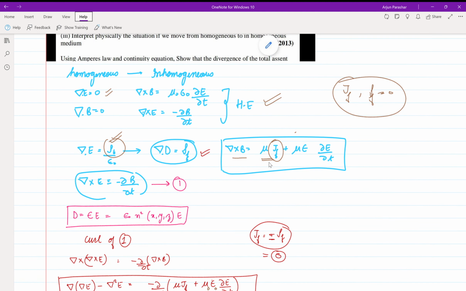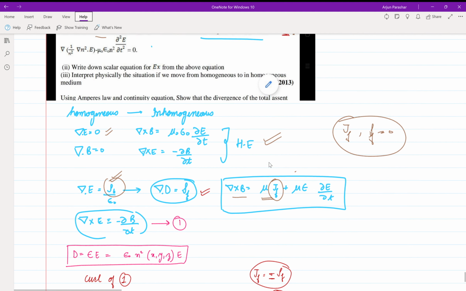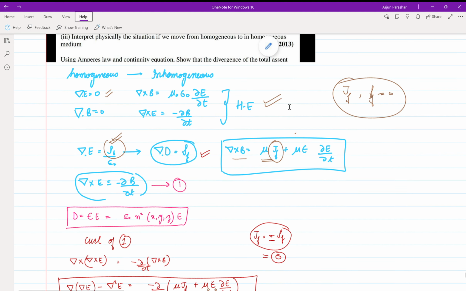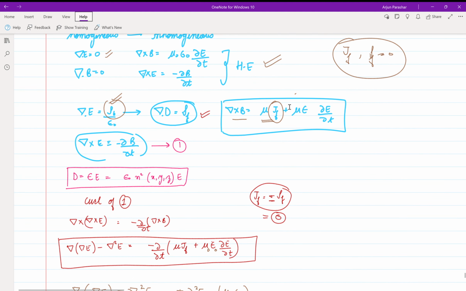So now, considering our question, what we need to prove is this wave equation. I think there is a negative sign mistake. I found it down in the question. If you didn't find it, let me know in the comment section below. Let me help you understand it. So what is D? D is epsilon E, it is given in the question, and epsilon is given by epsilon naught n square.